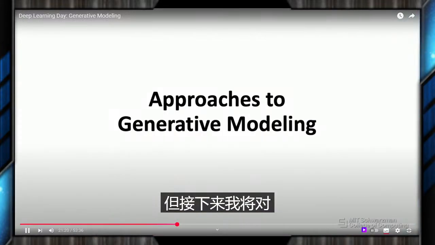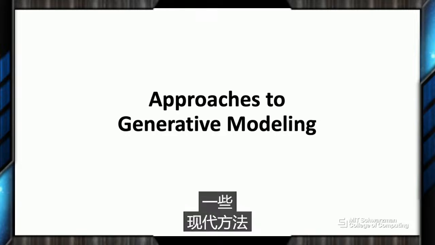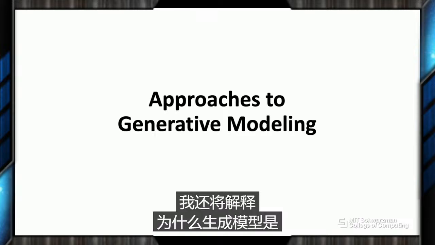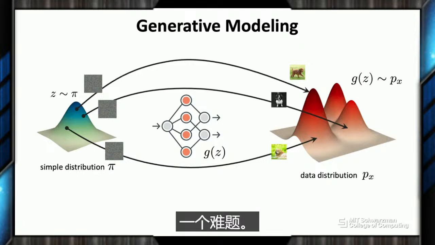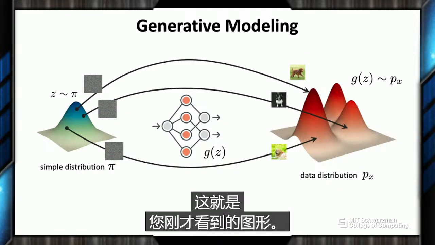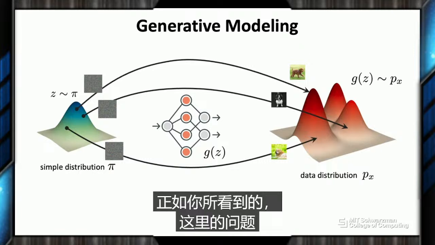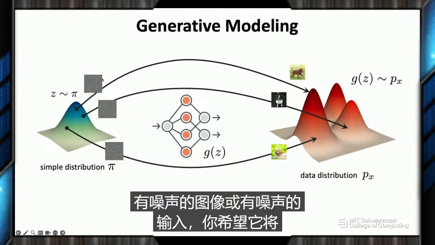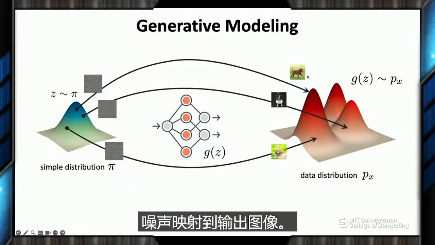But next, I'm going to give a very high-level and very quick overview of some of the modern and popular approaches to generative models. I'm also going to explain why generative modeling is a hard problem. So this is the figure you have just seen. As you can see, the problem here is that if your model is given one noisy input, you want it to map the noise to an output image. So why is this hard?